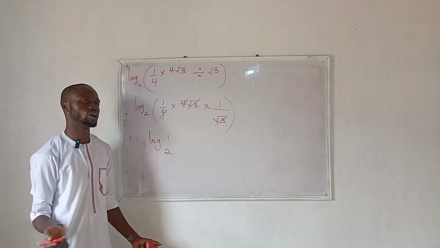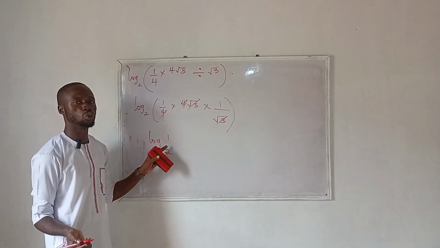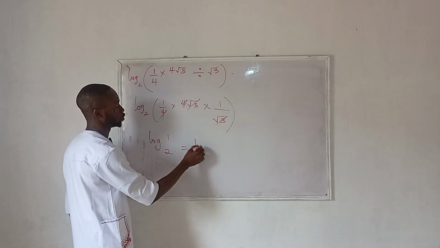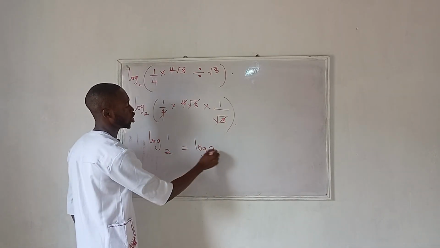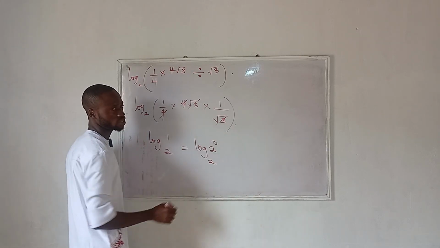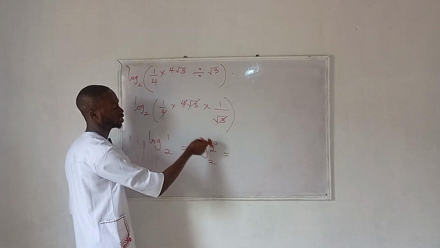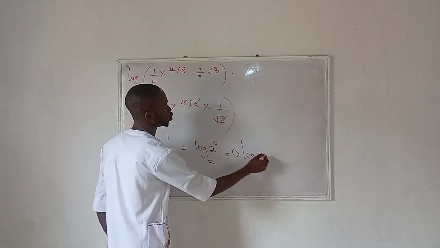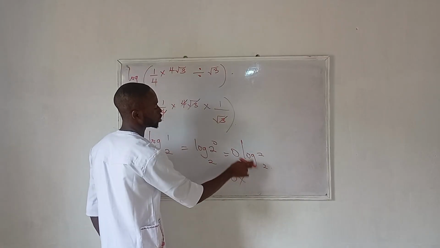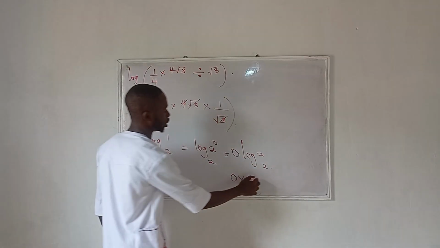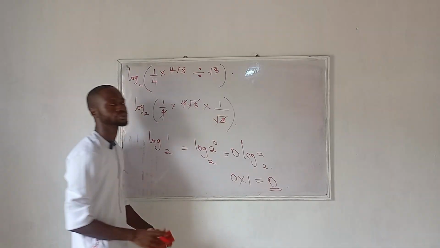Now we can't stop here. This cannot be our final answer because we can rewrite this 1 as our base. 1 can be rewritten as 2 raised to the power of something, and that will be 2 raised to the power of 0. If I take this 0 to become a coefficient, I have 0 log 2 base 2. Then 0 times log 2 base 2, which is 1. Then the answer to this question is 0.